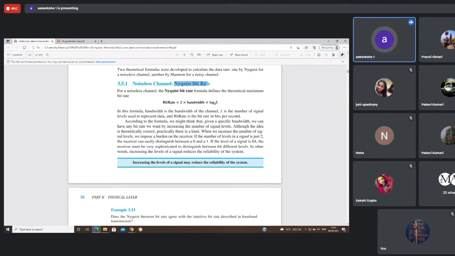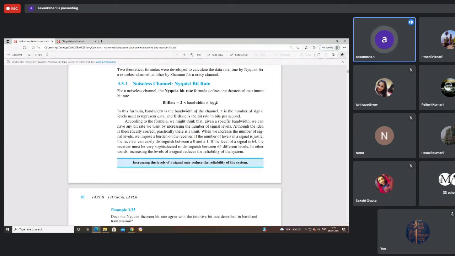So Nyquist says that we don't have any noise on the channel. Based on the noiseless channel assumption, the bitrate of any transmission channel can theoretically be up to a maximum of 2 times bandwidth multiplied by log 2 of L. We discussed bandwidth yesterday. Bandwidth is the range of frequencies, the spectrum of the composite signal: the highest frequency minus the lowest frequency. So it is twice the bandwidth multiplied by log 2 of L.